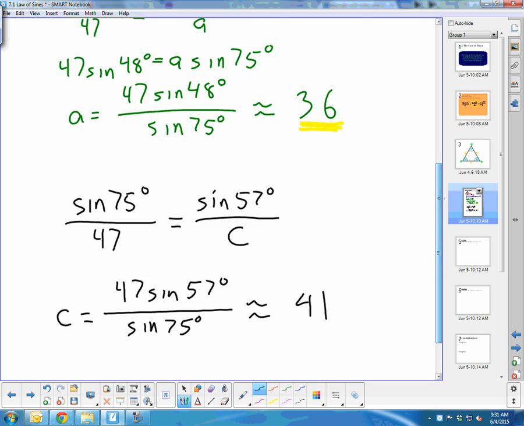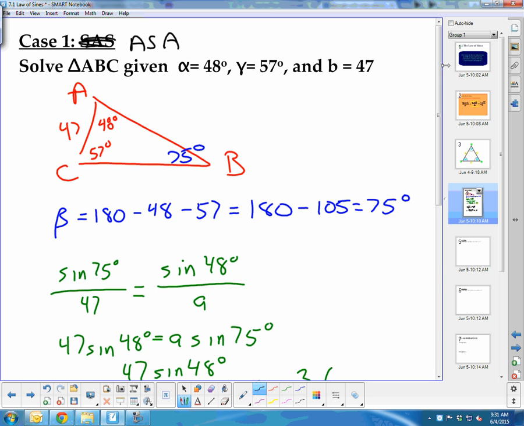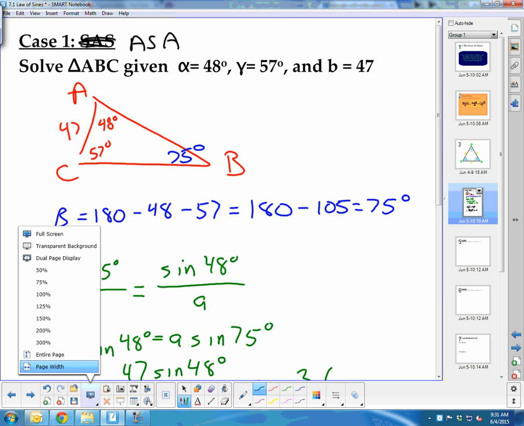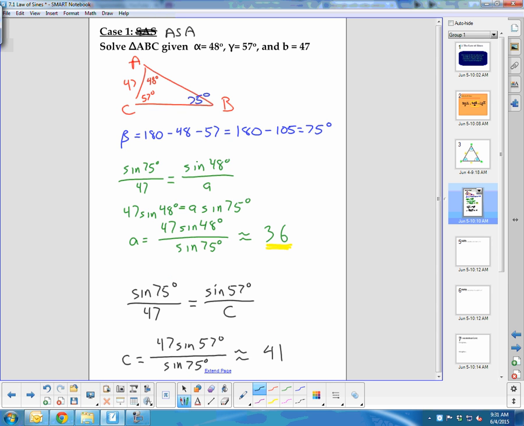And so now I've solved my triangle completely. I know all three side lengths, and I know all three angle measurements. If I put those on there, I put the 75 degrees, I get that a was 36, and that c is 41. And I can look at my diagram and see that all three sides and all three angles are measured out there. So that's your first case, angle side angle. I think I'm going to end the video here, upload it, and do a second video for a couple of the other cases.